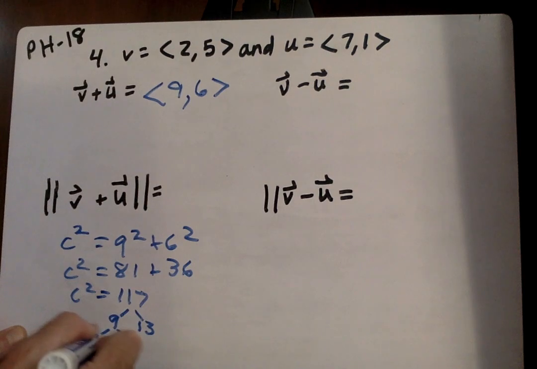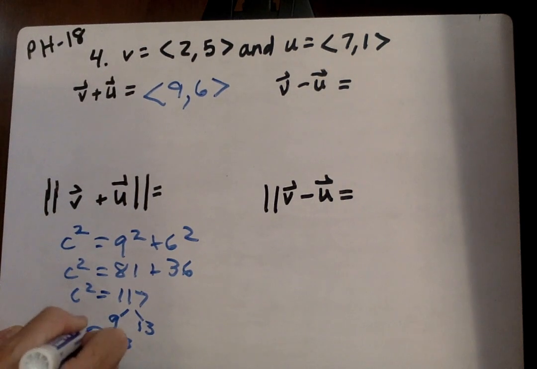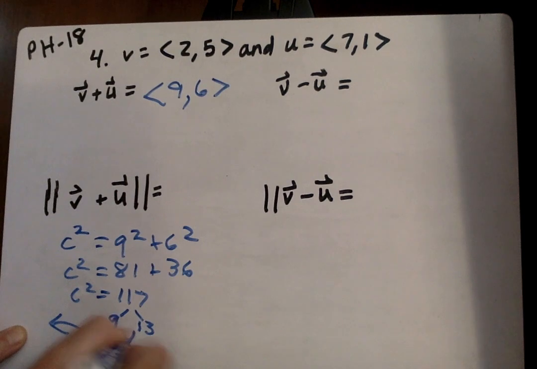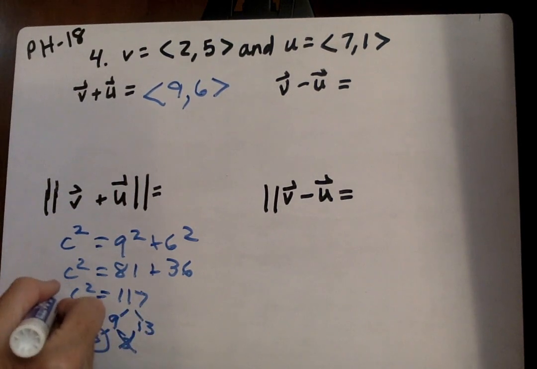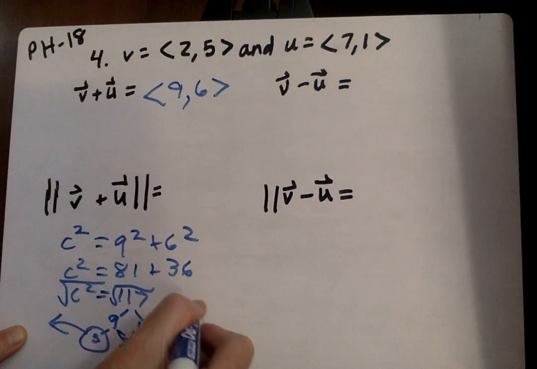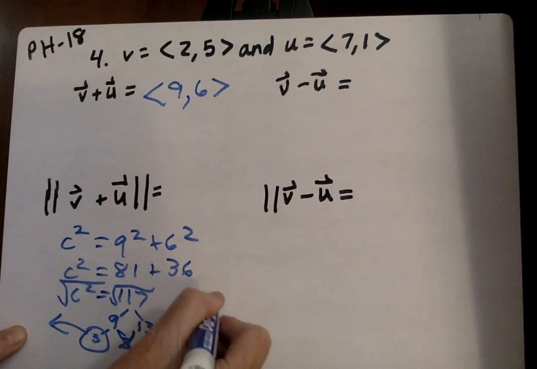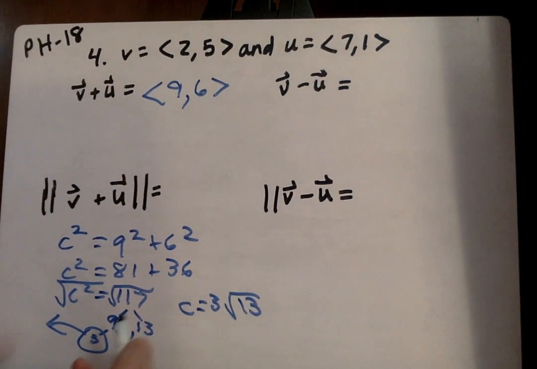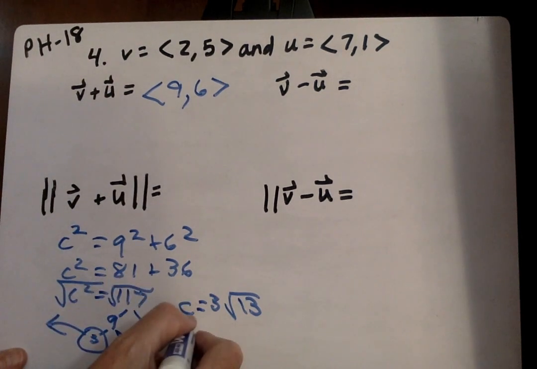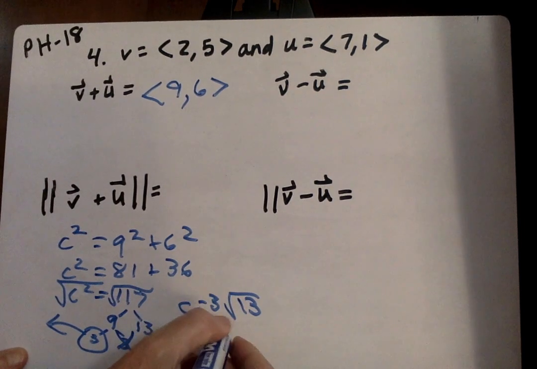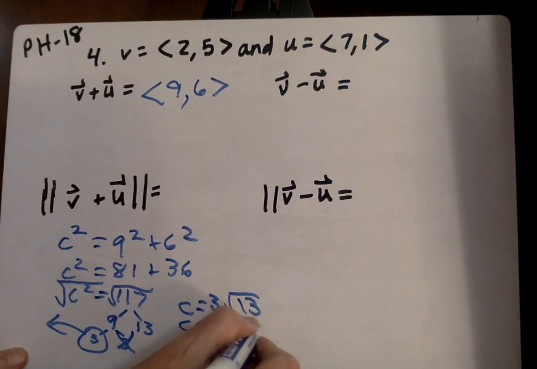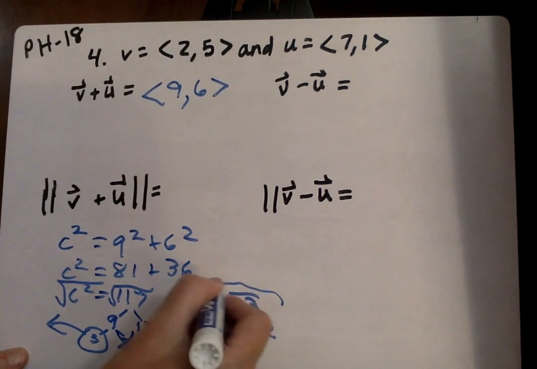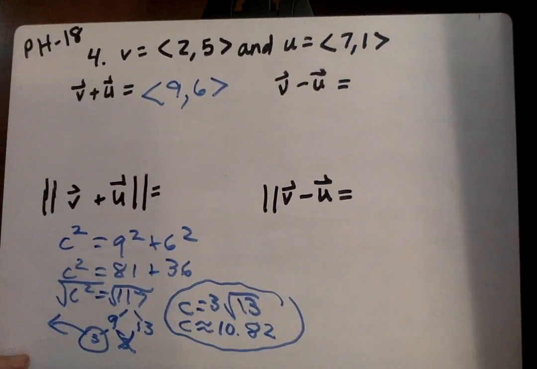So 9 and 13, and 3 and 3. So since here's a pair, 3 comes out. This one goes away. So if you take the square root of each side, c equals 3 square roots of 13. And then if I just take the square root of 117, I get 10.82. So there's what you get for that. Okay.